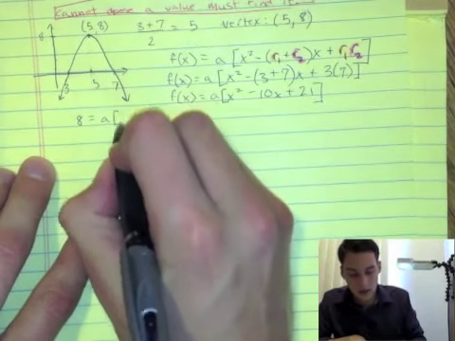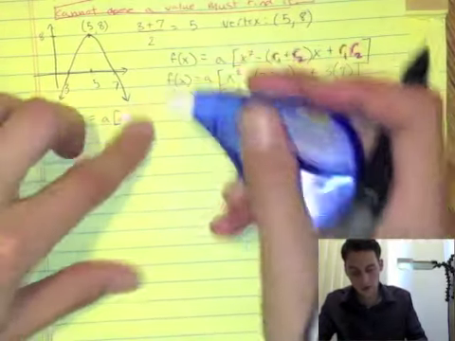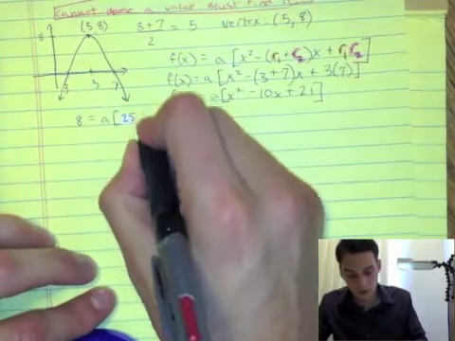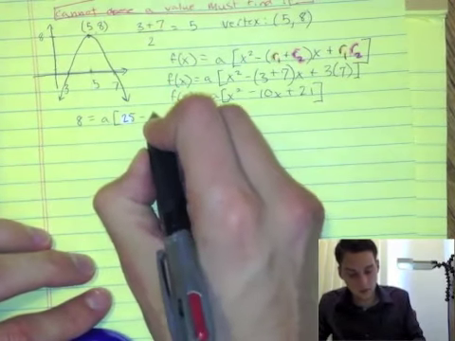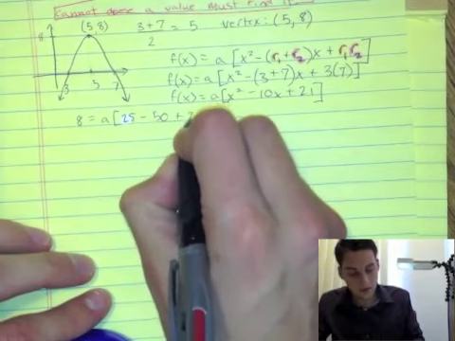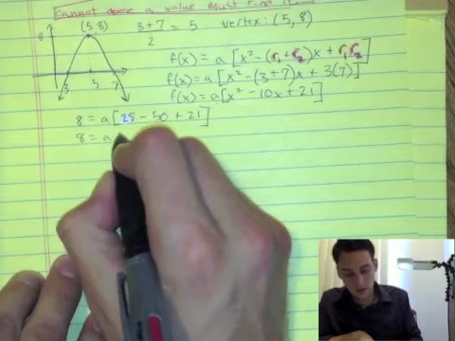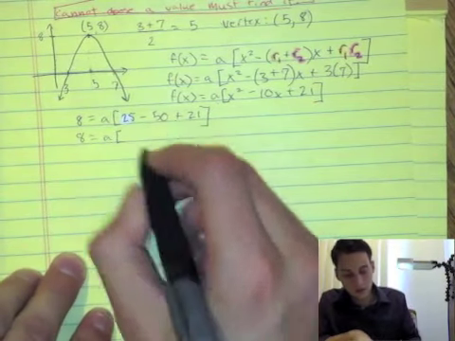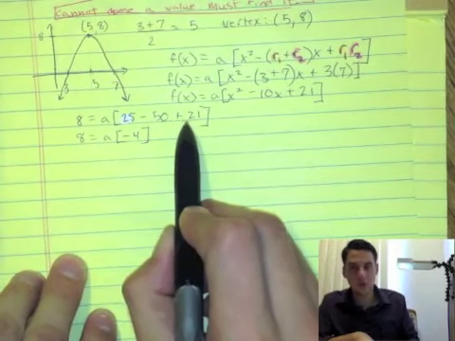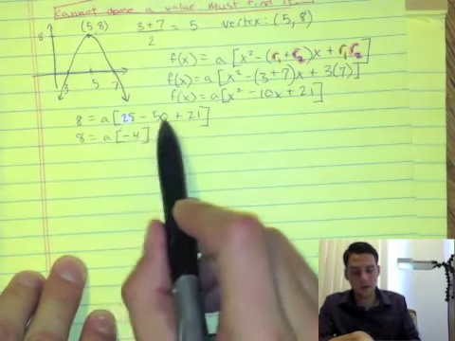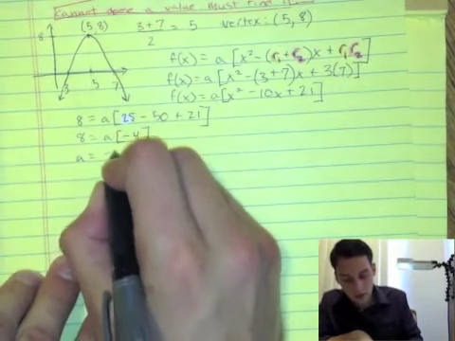So a times 5 squared, which is 25, minus 10 times 5, which is 50, plus 21. And that will give me 8 equals a times negative 4. 25 plus 21 is 46, and then minus 50 is negative 4. So a equals negative 2.